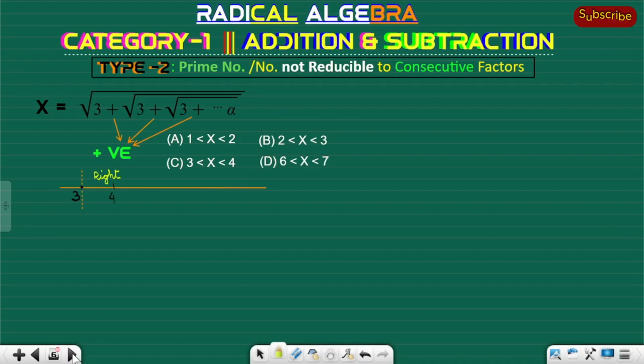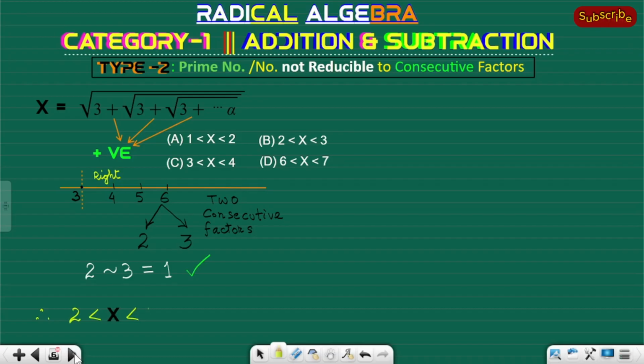Number next to 3 is 4. 4 has no consecutive factors. 5 has no consecutive factors. Next, 6. Do we have consecutive factors of 6? Yes, two consecutive factors, 2 and 3. So the answer lies between 2 and 3. 2 is less than x less than 3. This would be the answer. Answer is B.